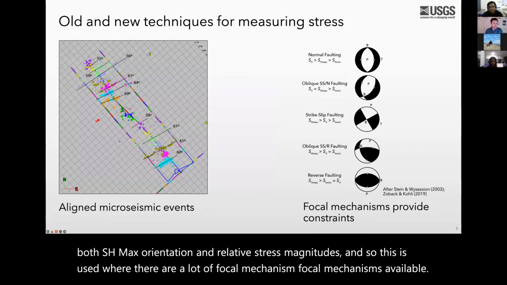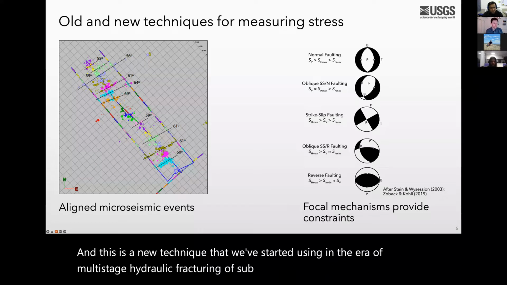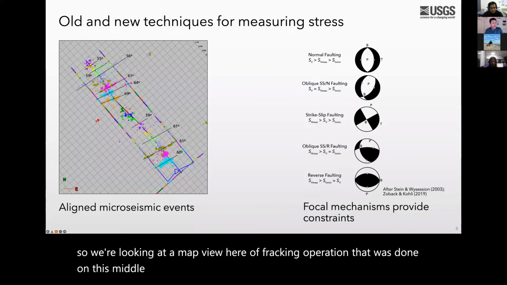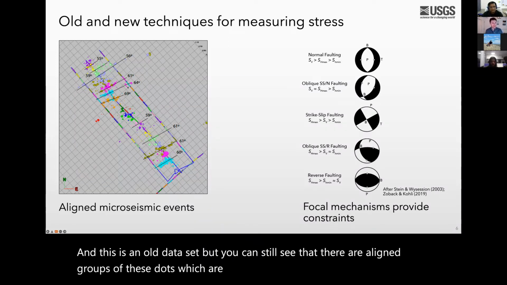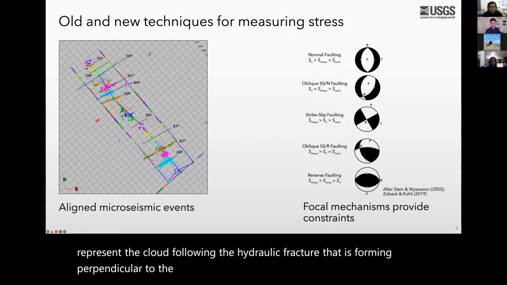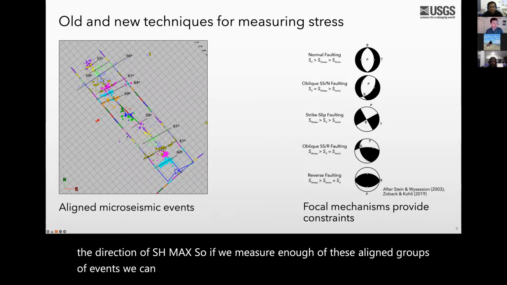And this is a new technique that we've started using in the era of multi-stage hydraulic fracturing of subvertical or horizontal wellbores. And so we're looking at a map view here of a fracking operation that was done on this middle well. And this is an old data set, but you can still see that there are aligned groups of these dots, which are microseismic events. And in most cases, these represent the cloud following the hydraulic fracture that is forming perpendicular to the wellbore. And in most states of stress, they'll form in the direction of SH max. So if we measure enough of these aligned groups of events, we can obtain a good SH max direction.